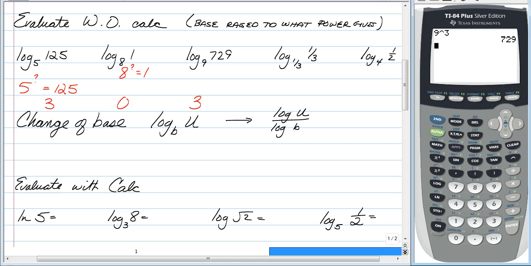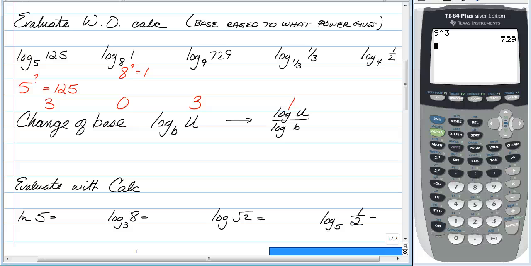1/3 raised to what power is 1/3? The answer is 1. Anything raised to the power of 1 is the same thing. And this last one's a little bit tricky. 4 raised to what power is going to give you 1/2?